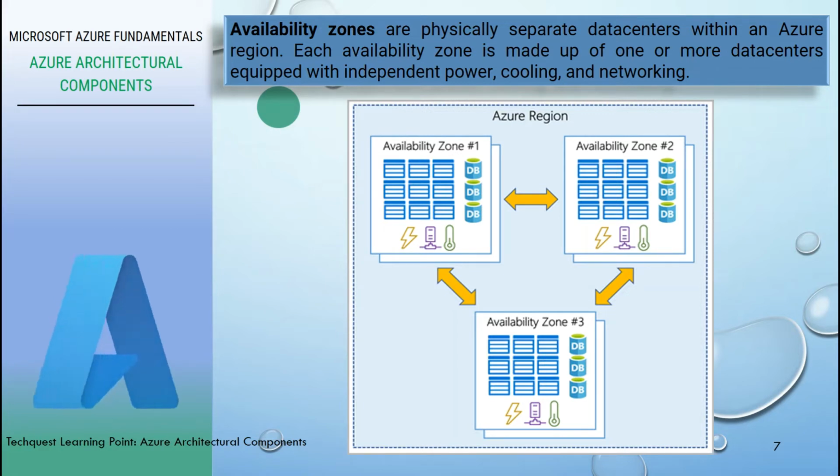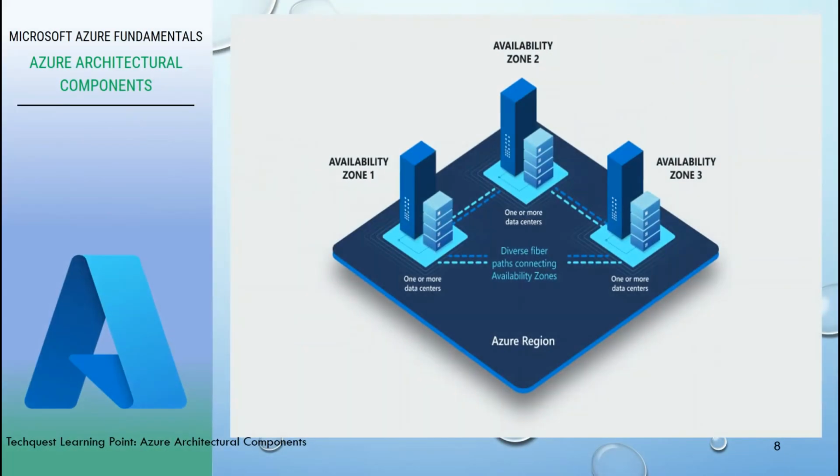To ensure resiliency, a minimum of 3 separate availability zones are present in all availability zone enabled regions. Azure availability zones are connected by a high performance network with a round trip latency of less than 2 milliseconds. They help your data stay synchronized and accessible when things go wrong.